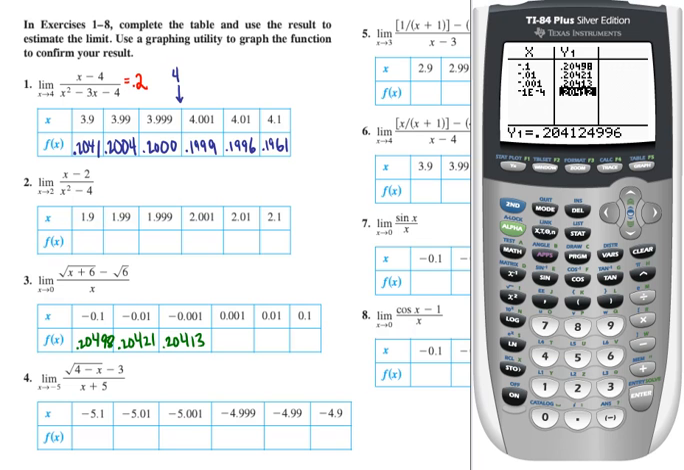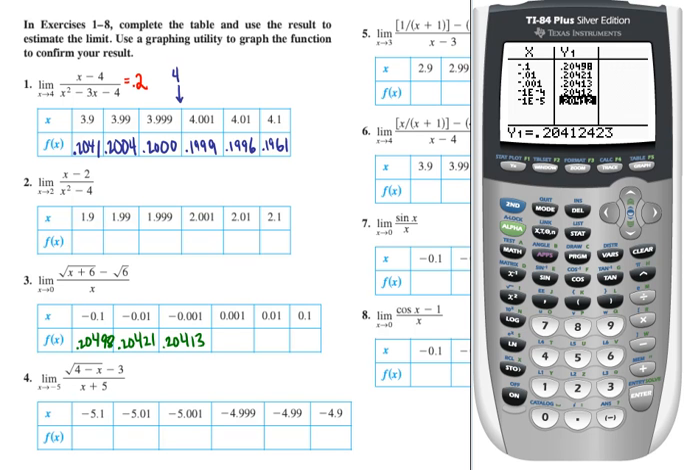And if we wanted to, we could continue to put in smaller and smaller values approaching 0 from the left. We'll go ahead and try one more. Negative 0.123441. And again, you can see we have 0.20412, and I think that that's going to be sufficient. I believe that that's the limit that we're looking for there.